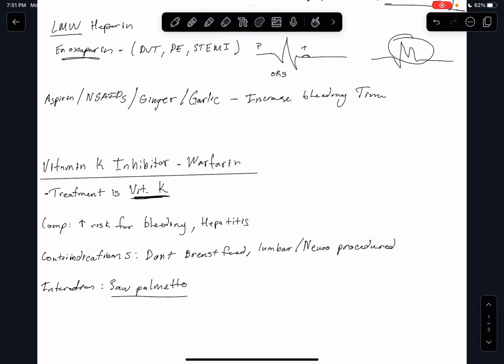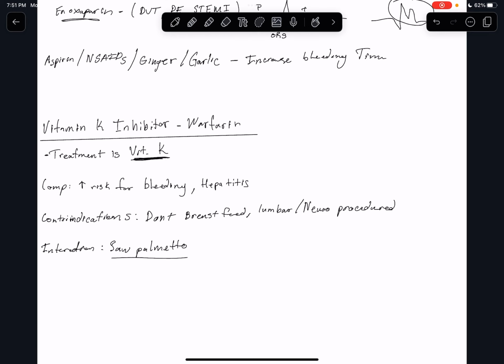Next, vitamin K. Vitamin K inhibitor, which is warfarin. So vitamin K is the natural vitamin that is your clotting cascade. If you don't have enough vitamin K, your blood is too thin. If you have too much vitamin K, your blood is going to get thick, which is why we have that balance, right? So obviously, if your vitamin K inhibitor is warfarin, and you don't have enough vitamin K, and your blood is too thin, to treat it, we're going to give you vitamin K. So your treatment for warfarin is vitamin K.